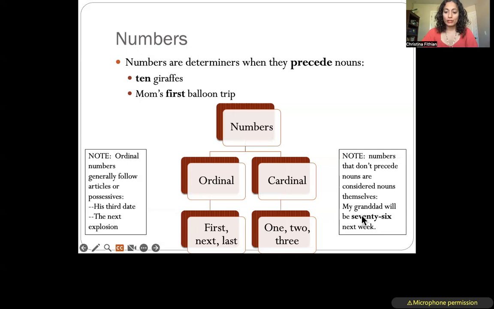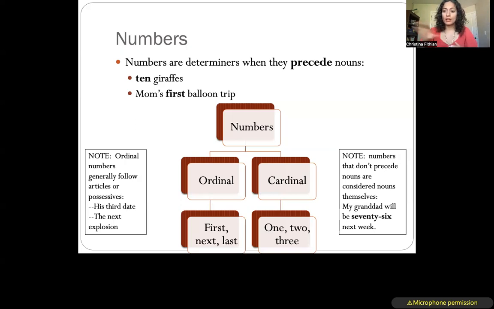So here, let's take a look at this example. My granddad will be 76 next week. So numbers that don't precede nouns, they're considered nouns themselves. And for a challenge, you can try to diagram this sentence. It's one of the practice sentences. And we'll see what you come up with here. But notice that be is followed by 76. He will be what? He will be something. So that something tells me that this has got to be a noun phrase, predicate noun, because that's what follows the verb be in this case.